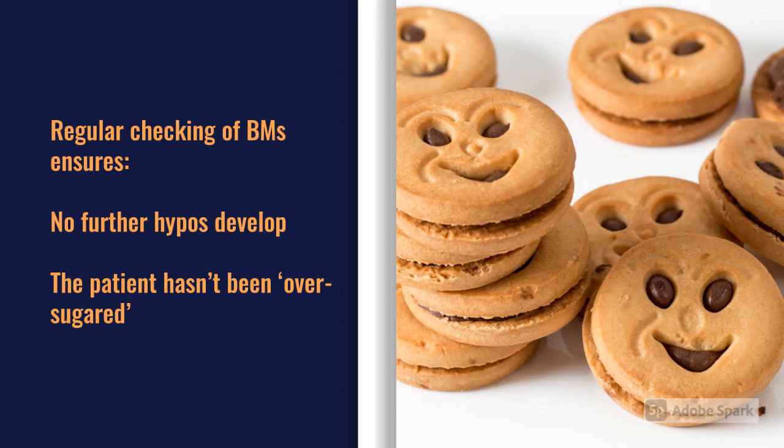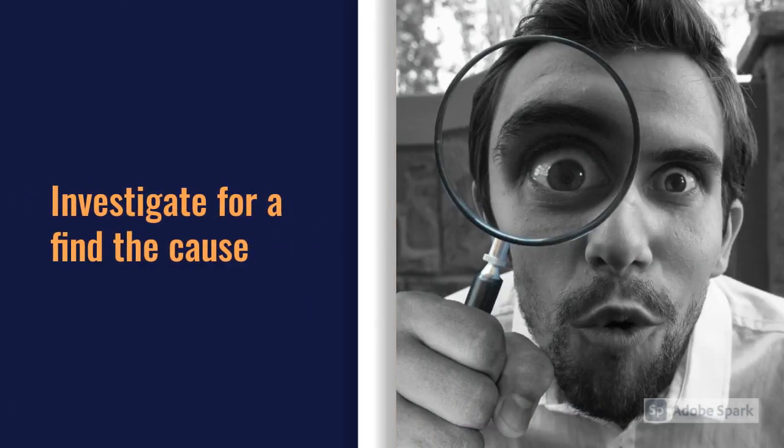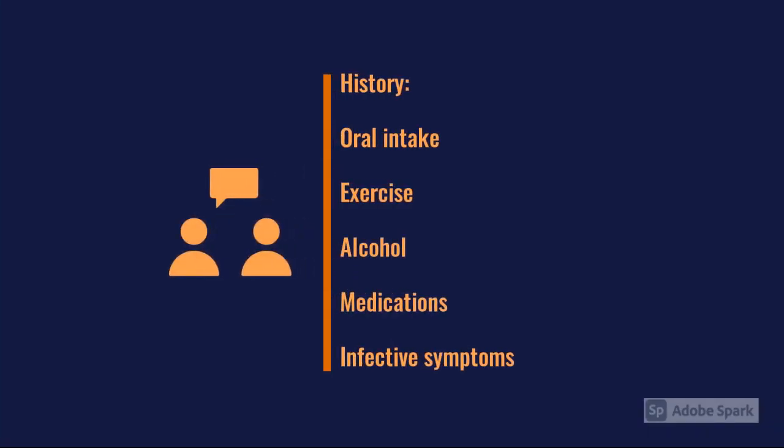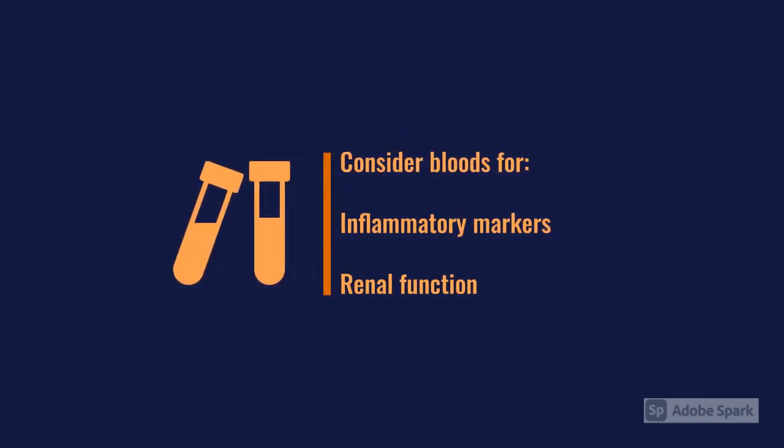So I suppose once you've stabilised the patient, you're going to want to try and find out what the cause is. So you want to do a few more investigations, particularly if this is a prolonged or unexplained hypo. And to do that, you can ask the patient some questions and try and find out about things like their oral intake, exercise, alcohol, medications, any infective symptoms that you might be able to find out through your assessment of the patient. And then obviously get some bloods for things like inflammatory markers and checking their renal function.